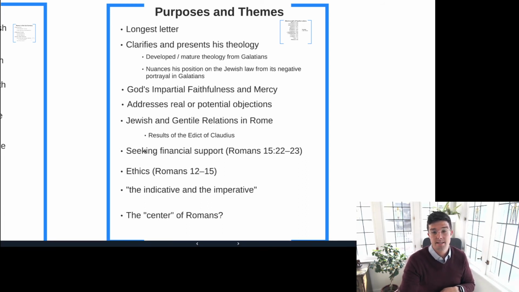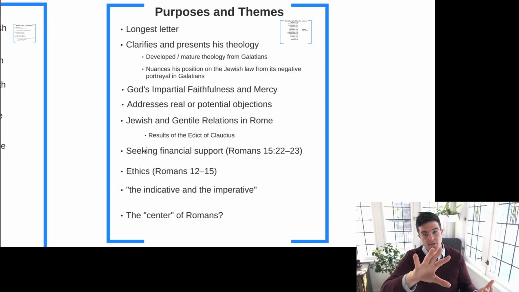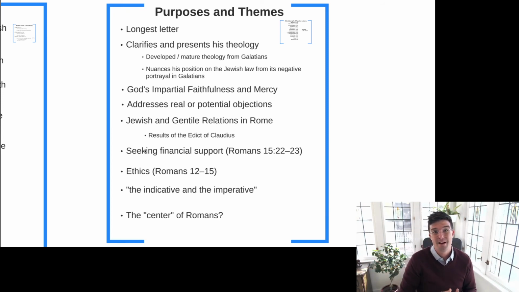Another is that Paul is seeking financial support, that he lays out his theology in order to be supported by the churches in Rome. Any good missionary is going to tell you what they think, what they believe, how their beliefs align with your beliefs before they ask for the money, that they want to get on the same page. So by the fact that Paul explicitly says that he's seeking financial support, some extrapolate from that that really the whole letter is an explanation of Paul's theology so that he can then ask for that financial support towards the end of the letter.